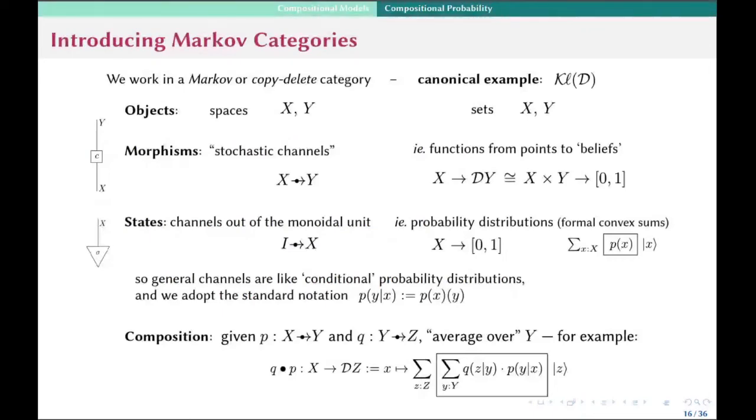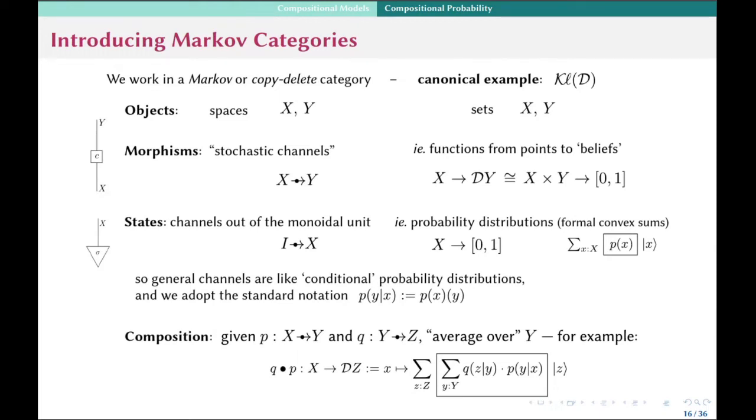I don't want to spend an awful lot of time on this because, again, I'm just trying to tell a story, but I think it's important to get the terms that I'm using clear. So I'm going to be working in what's known generally as a Markov category, which is basically an abstract place that you can do probability theory. In this case, the objects of the category are going to be spaces. The morphisms are going to be what I call stochastic channels.